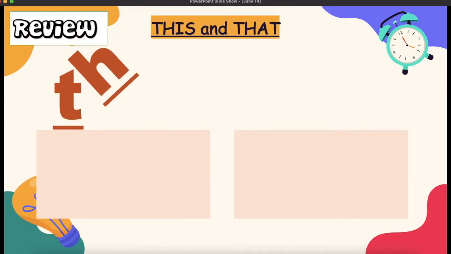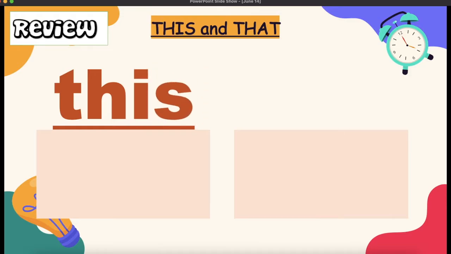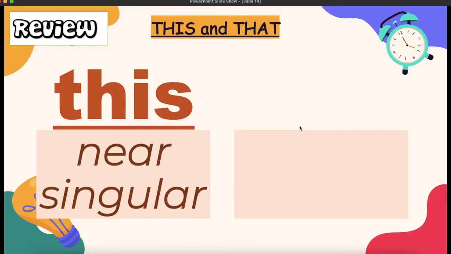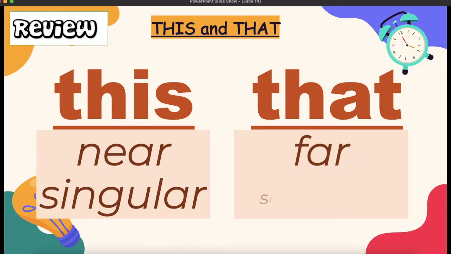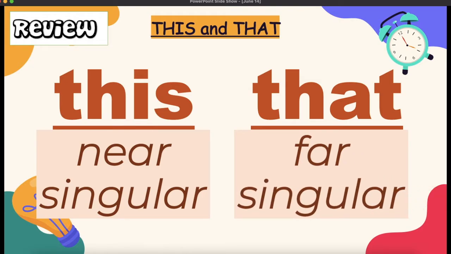Alright, so for the next one, this and that. We use this, T-H-I-S, for near and singular. And we use that, T-H-A-T, for far and singular. So do not forget, whenever it's singular, we use this and that. The difference is the one is near and the other one is far.